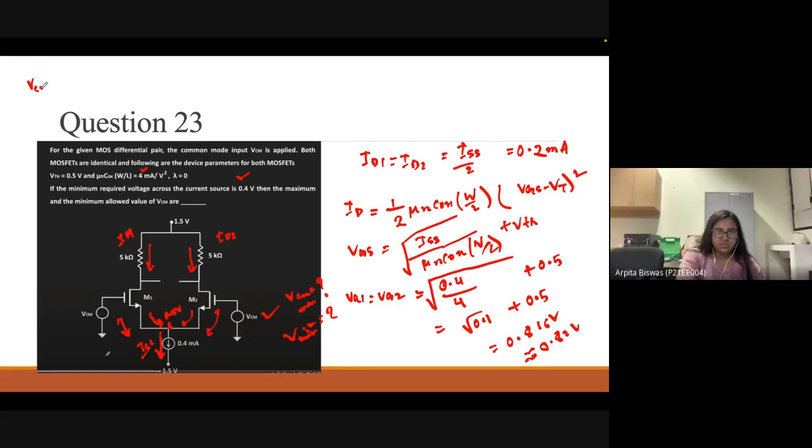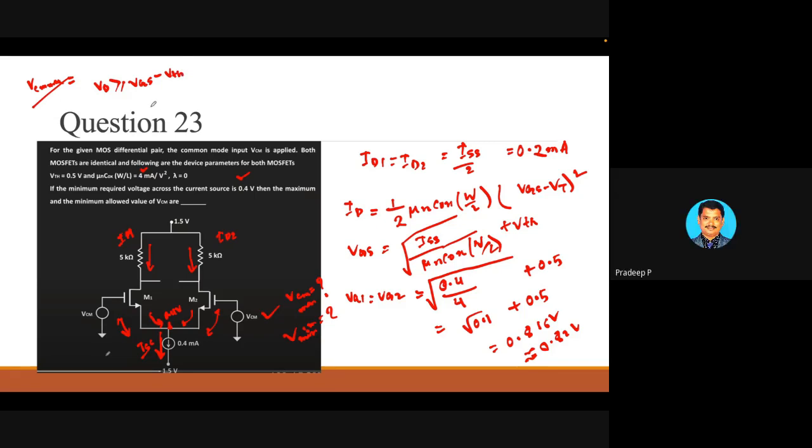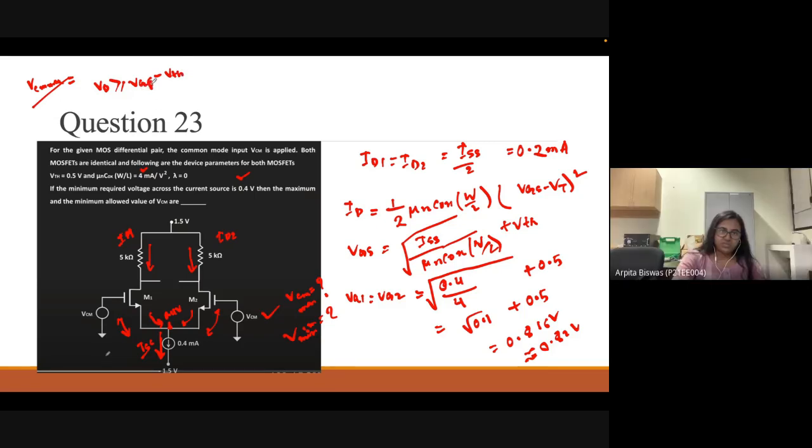Now we are going to solve for the maximum. VCM max, how to calculate VCM max? For this case, we know that these two transistors are in saturation, so VD is greater than or equal to VG minus VTH. VG is the VCM value, the voltage applied at the gate side. So VG is equal to VCM.